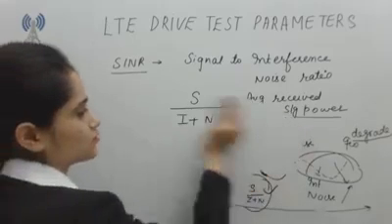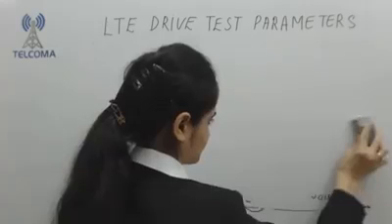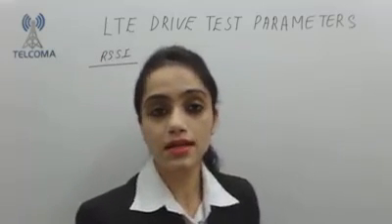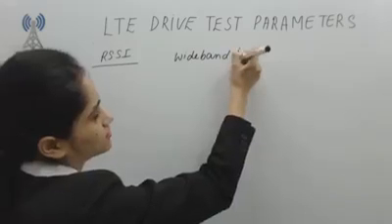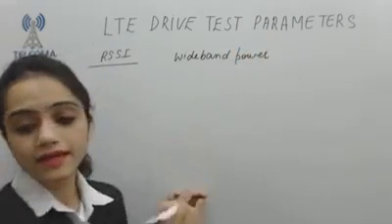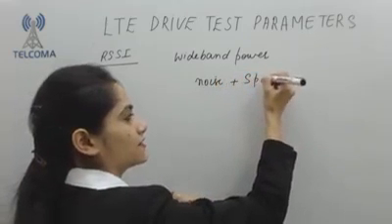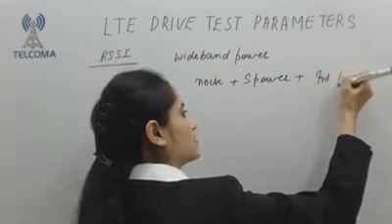Now let's move to the next parameter of the drive test, which is RSSI. This is about signal intensity. I can say this is about wideband power, and it includes noise. It has source power also, and it has interference power also.